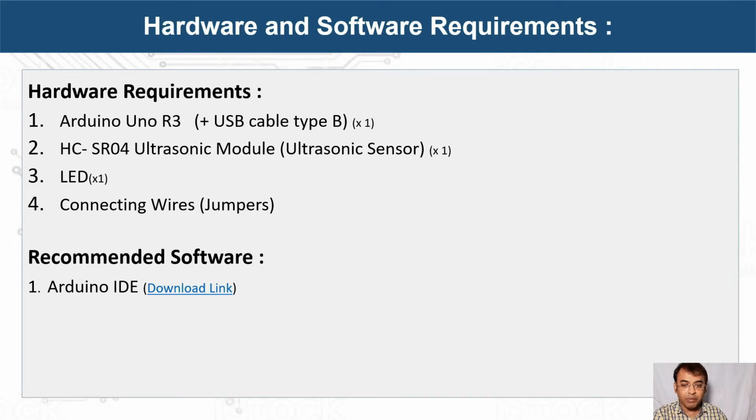Hardware and software requirements. Hardware requirements. We need one Arduino Uno R3 board, one USB cable of type B, one SR04 ultrasonic module, one LED, and a few connecting wires, or you can say jumper wires. Recommended software: Arduino IDE. You have to download it.